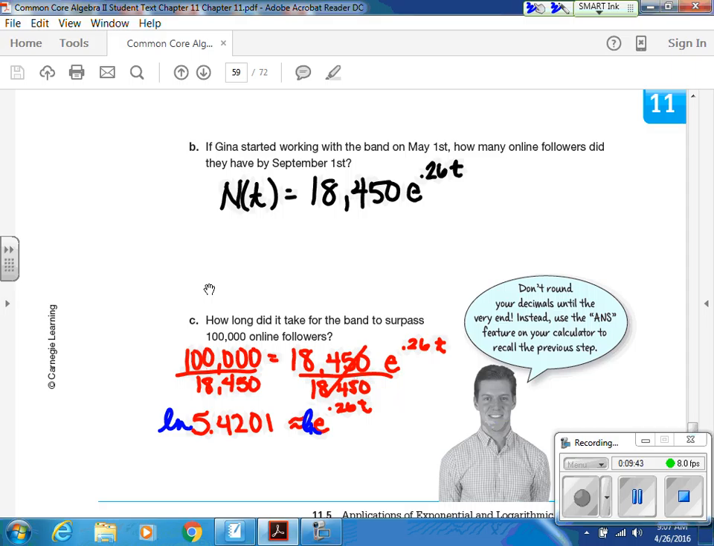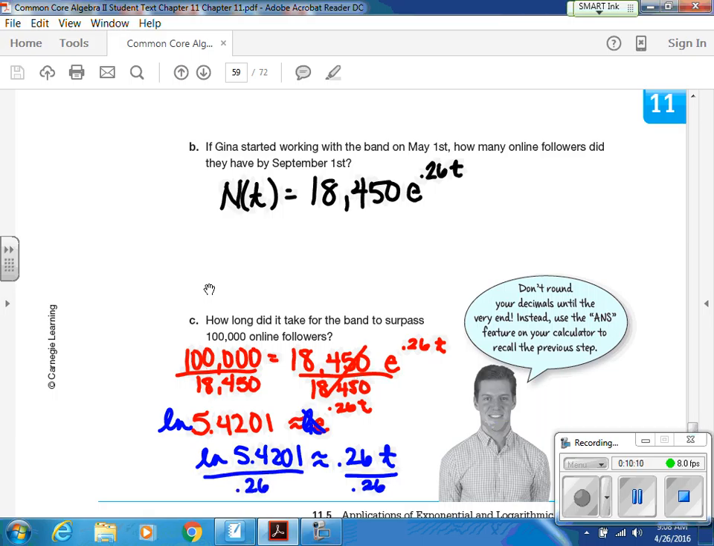These are great. What's the natural log of e? Remember? 1. They're inverses. That goes away. So you're left with the natural log of 5.4201 equal to 0.26t. And then what would we do there? Divide by 0.26.